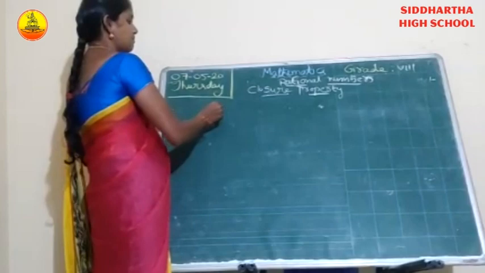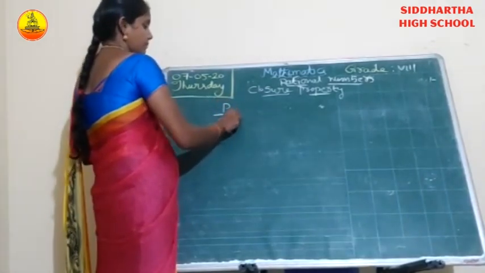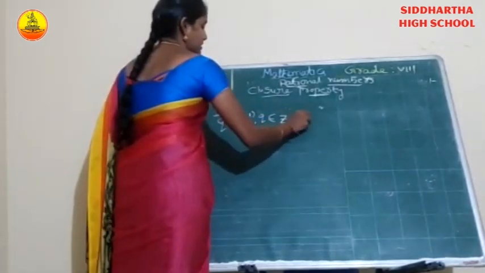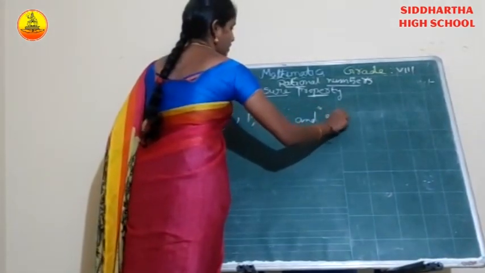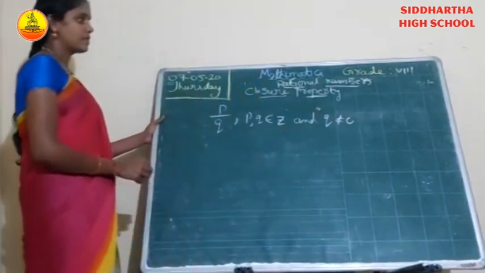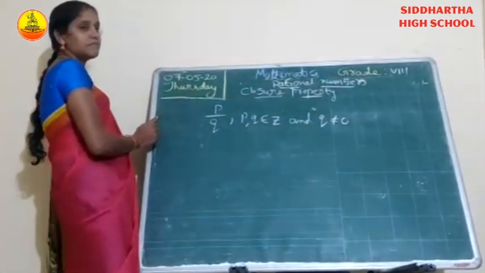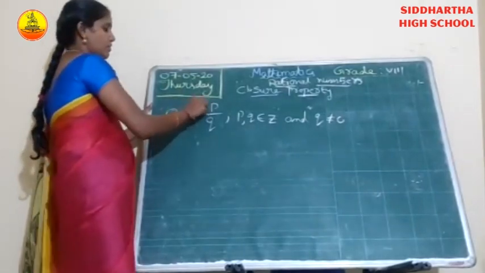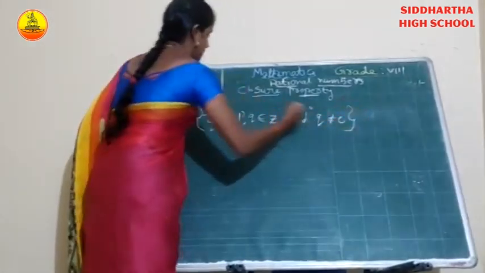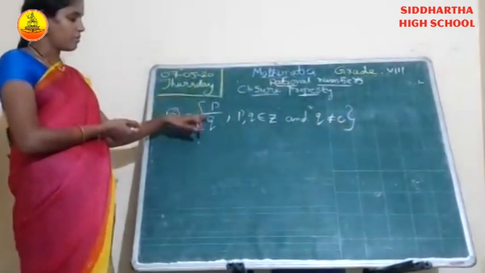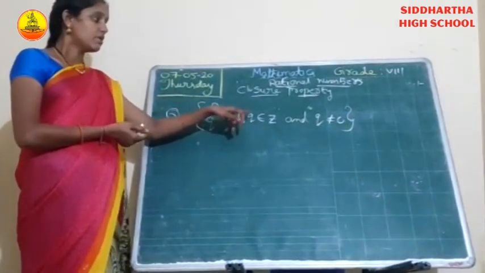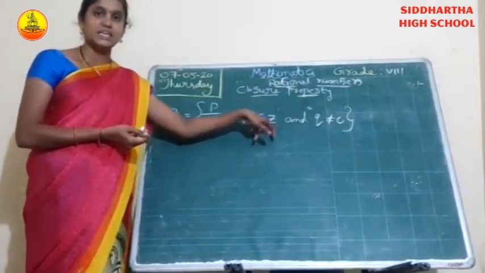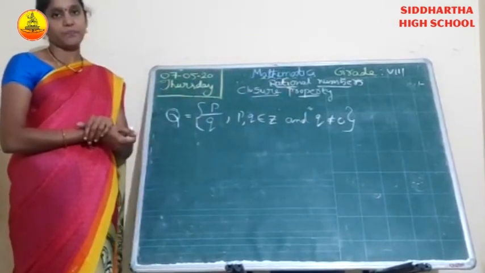The numbers which can be written in the form p by q, where p, q are integers and q is not equal to 0. So what is the set of rational numbers? Rational numbers are denoted by Q. Q is equal to the numbers in the form p by q, where p and q belong to Z. Belongs to Z means what? Where p and q are integers and q is not equal to 0.